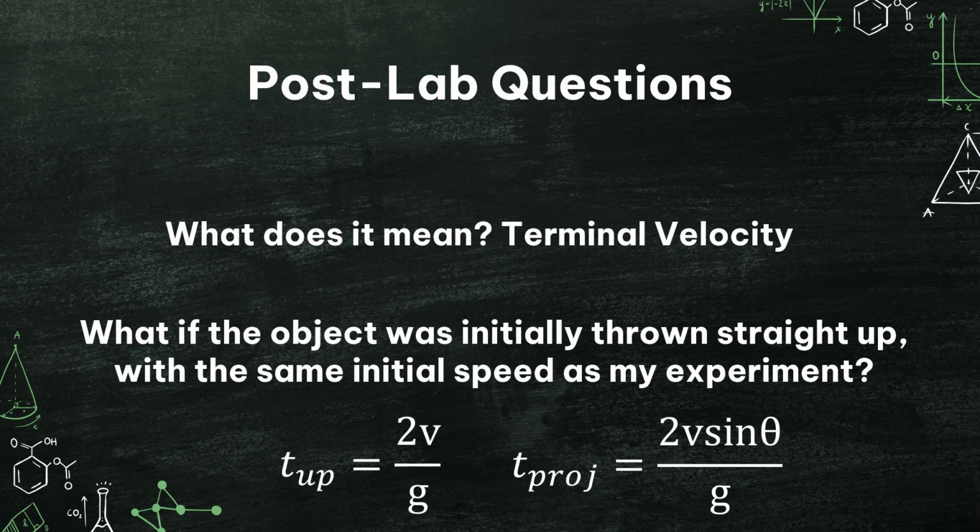Lastly, if the ball was initially thrown straight up with the same initial velocity, it would take a longer time to reach the ground, since the full initial speed would be in the y component of the vector. This was found using the 2 formulas at the bottom of the page, t up and t projected.